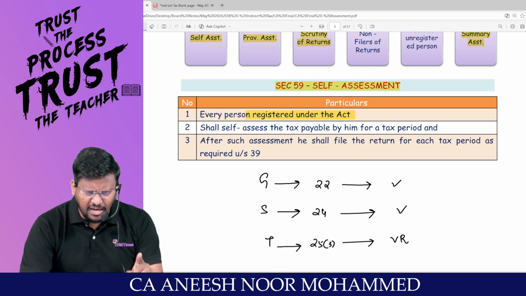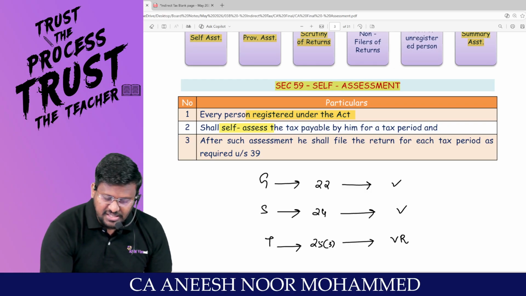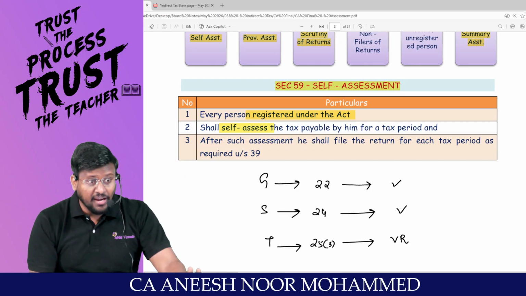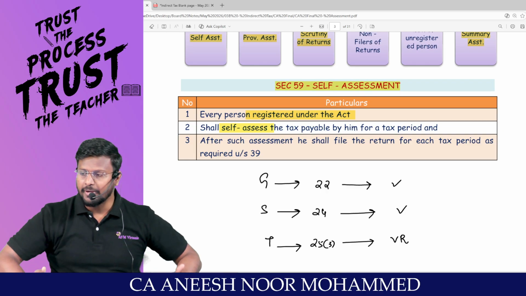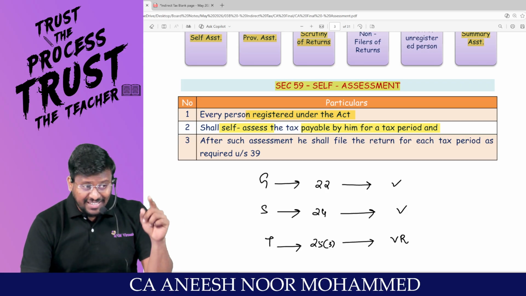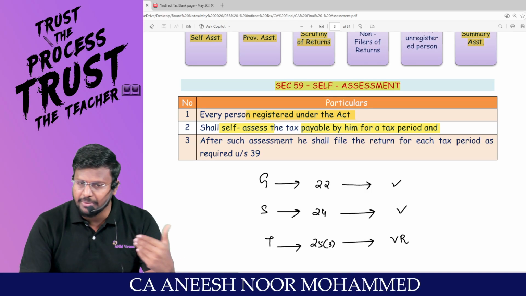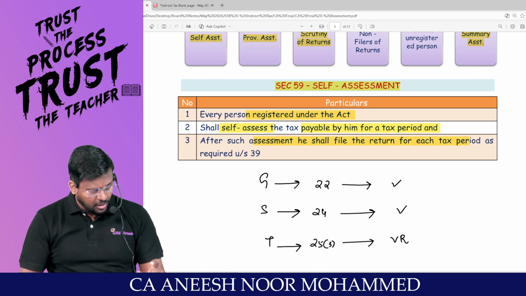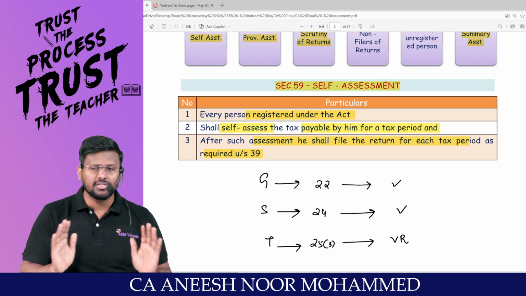Every person registered under this Act. Have you taken registration? Yes, sir. Then shall self-assess. It is shall. Shall means must. In English, it's not may, it's shall. Mandatorily, you are supposed to do self-assessment. Sir, by doing self-assessment, what are you going to achieve? The tax payable by him for a particular tax period. That tax period may be monthly, or quarterly, based upon whether you are travelling through the QRMP scheme or not. And after such assessment, you are supposed to file the return for each tax period as required under section 39. Please follow section 39. This is called what assessment?